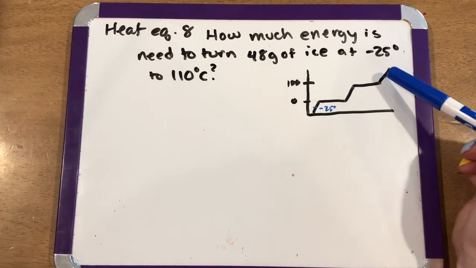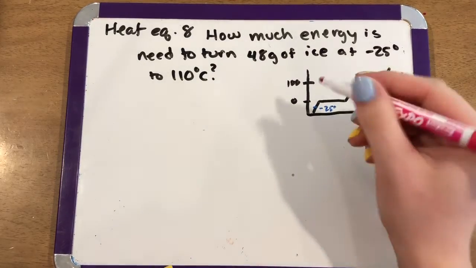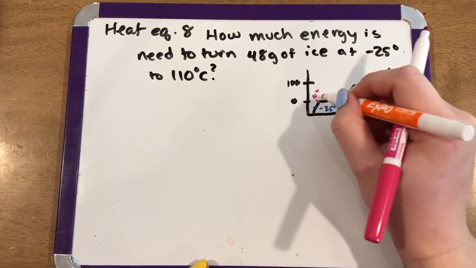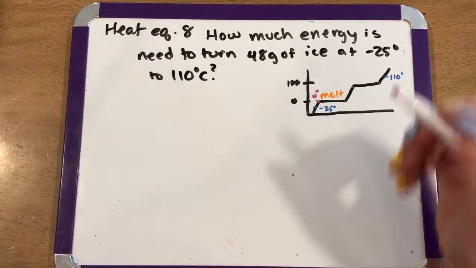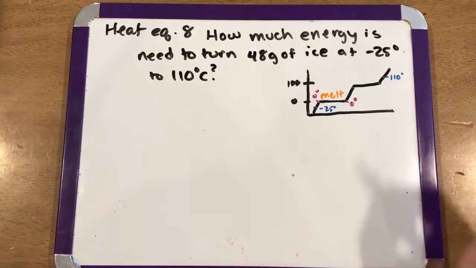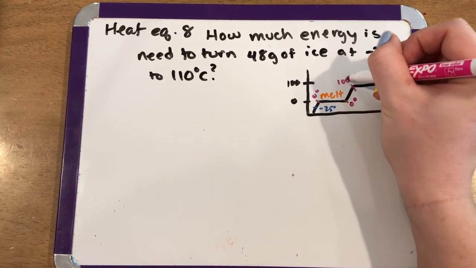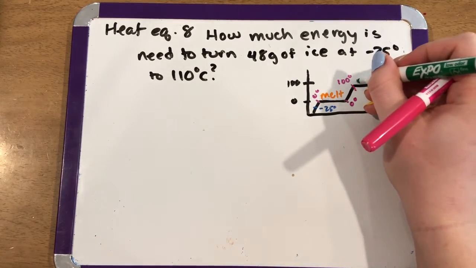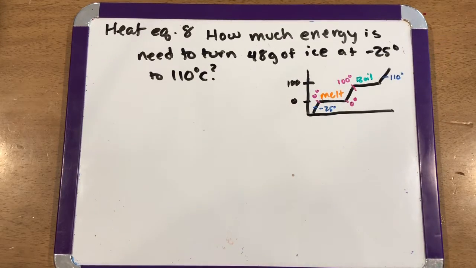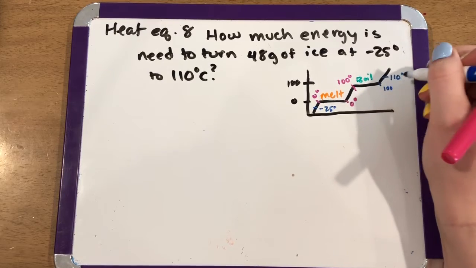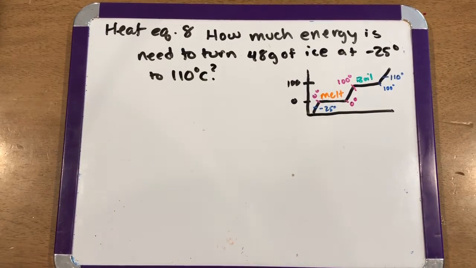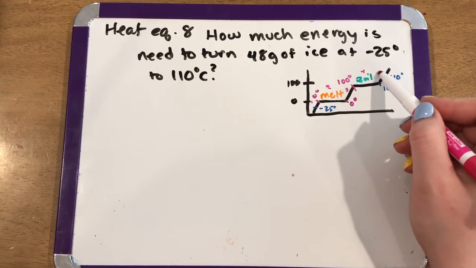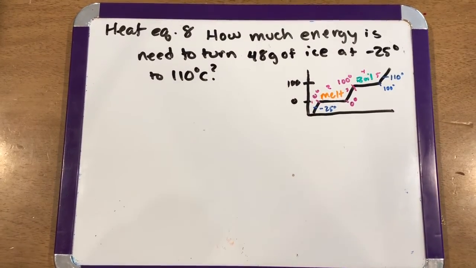So to get from here to here, we first need to warm up to 0 degrees. Then we need to melt it. Then we need to warm it up again. And then we need to boil it. And then warm it up again. So how many steps is that? 1, 2, 3, 4, 5. 5 steps. So let's go through our 5 steps.